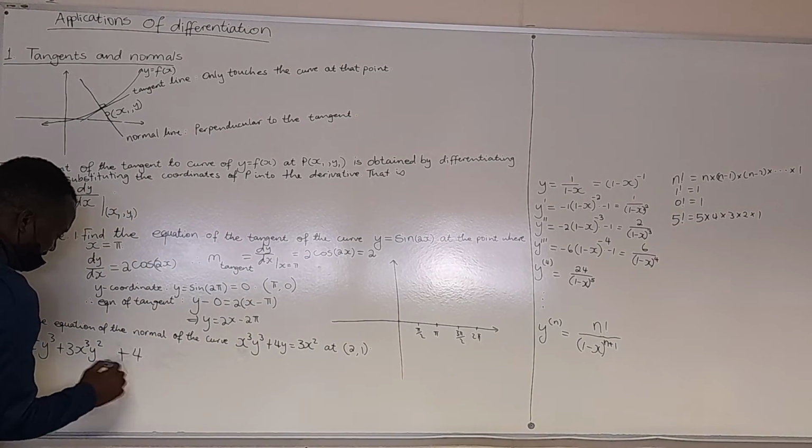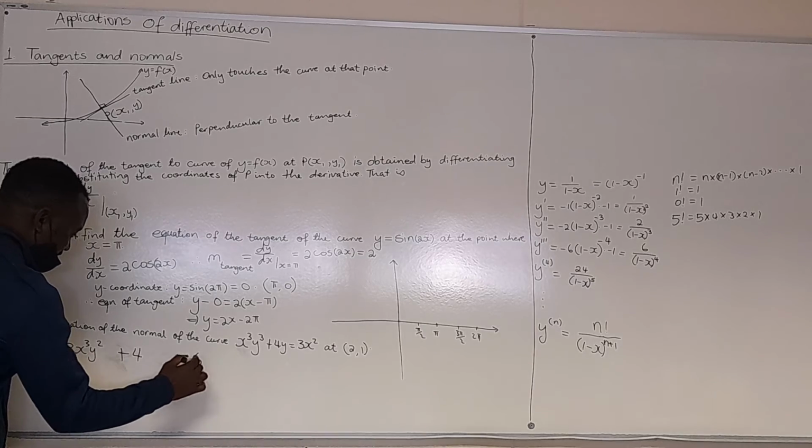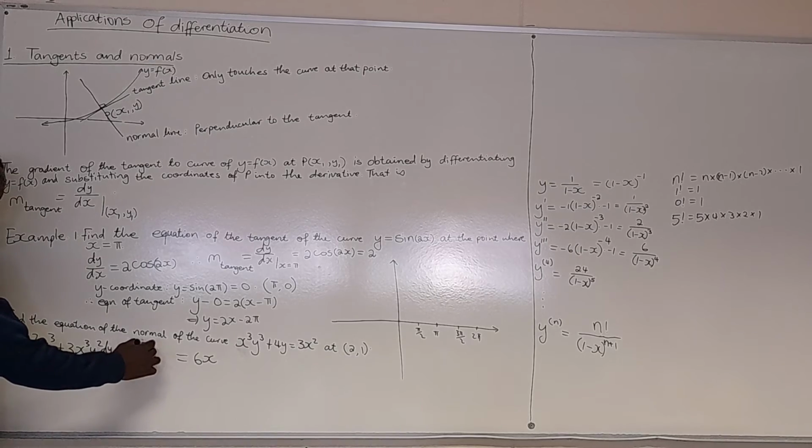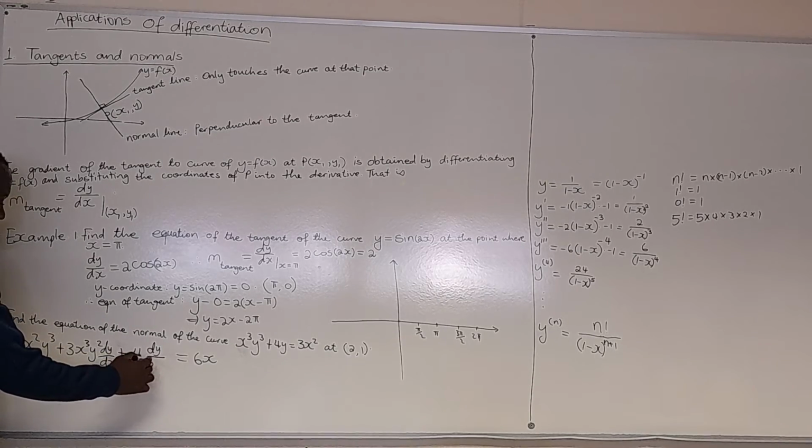All right, for the final time, here I have written 3x squared y cubed plus 3x cubed y squared plus 4 equal to 6x. Is that right? I'm differentiating. What is missing? dy dx is missing. Where is it supposed to be? At the middle. There. Is that all? Now people realize that I left the space here so they know, dy dx.